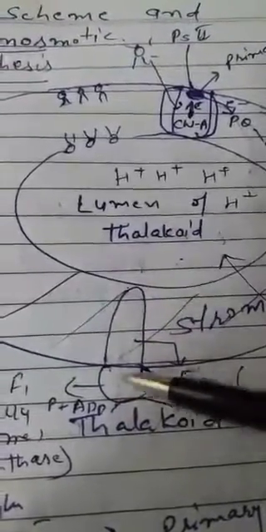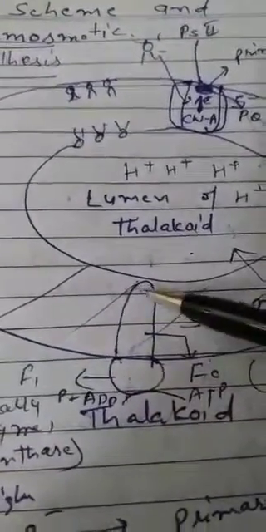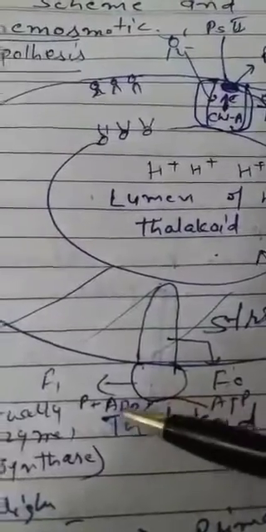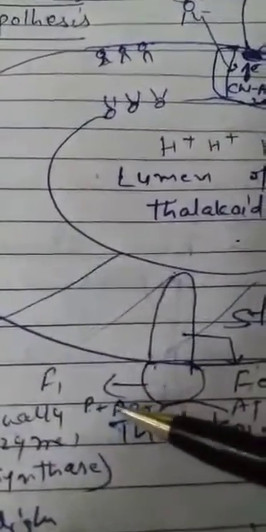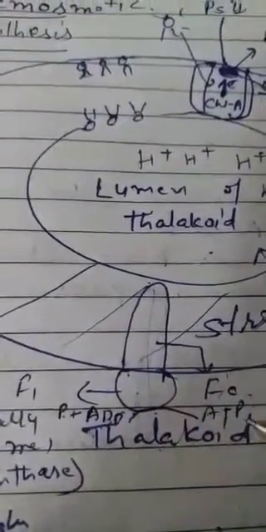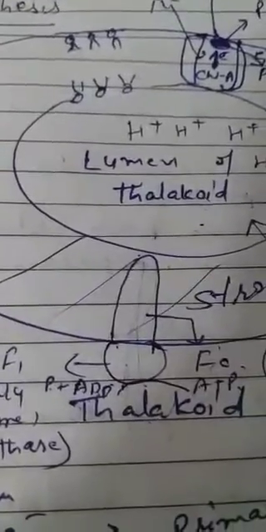Just like water comes out of a dam and electricity is made, that energy is used by the ADP for joining the phosphate, and ADP plus phosphate give you the ATP molecule. So this ATP and NADPH formed in this reaction are used in the dark reaction.